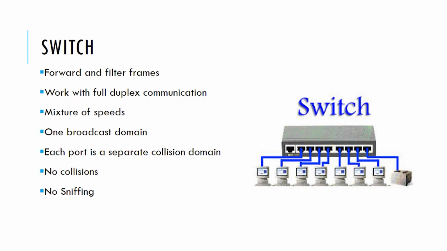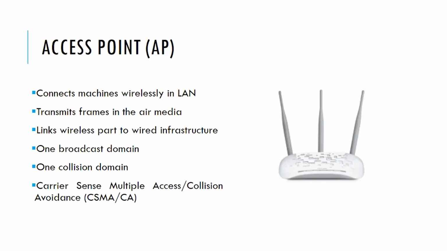The switch works, of course, with full duplex communication. Each machine can send and receive at the same time. The switch can work with a mixture of speeds, ranging from hundreds of megabits per second to gigabits per second. The switch is one broadcast domain, but each port inside the switch is a separate collision domain. That's why, once more, the switch allows for no collisions and allows for no sniffing.